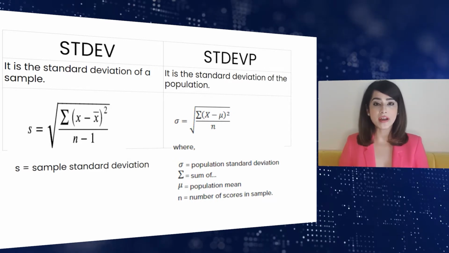Whereas the formula for finding the standard deviation of a sample is the square root of the sum of the squares of differences between each observation and the mean of all observations divided by n minus 1, where n is the number of observations in a sample.